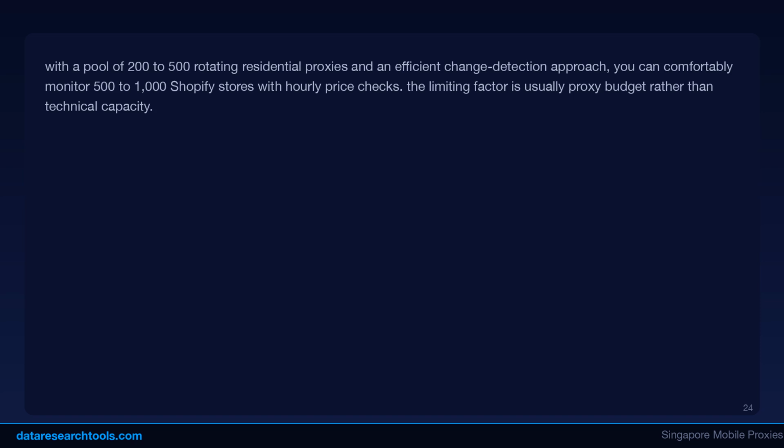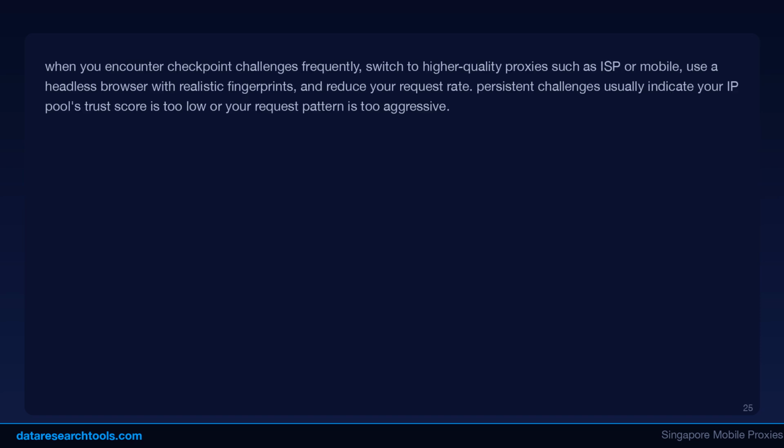With a pool of 200 to 500 rotating residential proxies and an efficient change detection approach, you can comfortably monitor 500 to 1,000 Shopify stores with hourly price checks. The limiting factor is usually proxy budget rather than technical capacity.